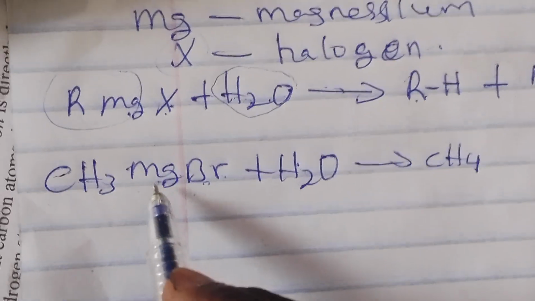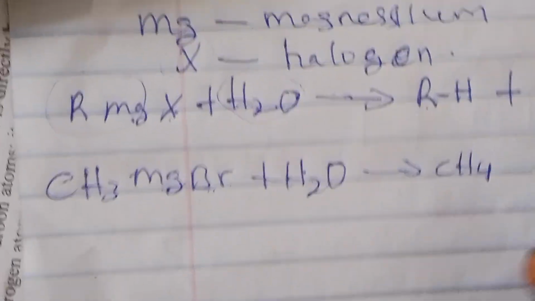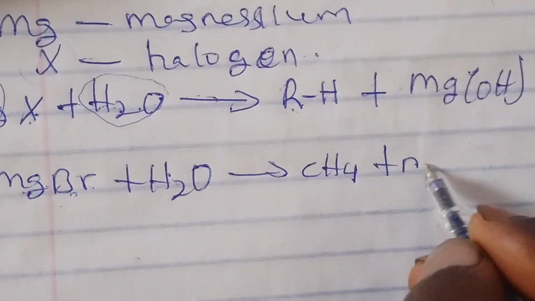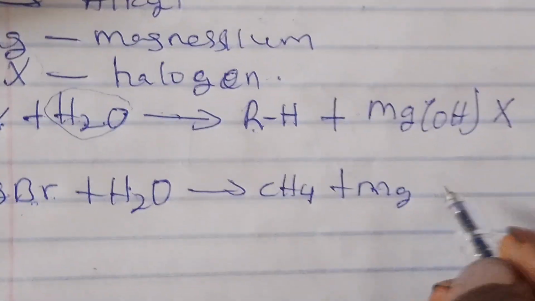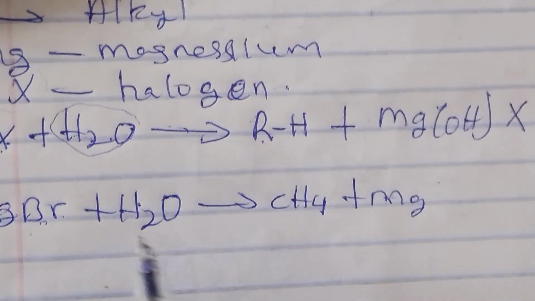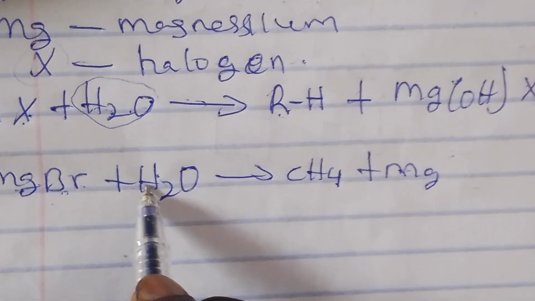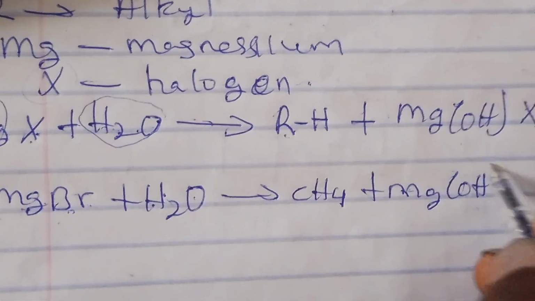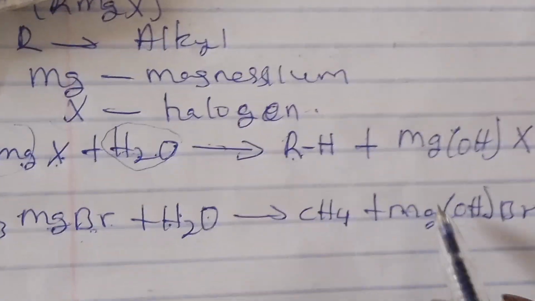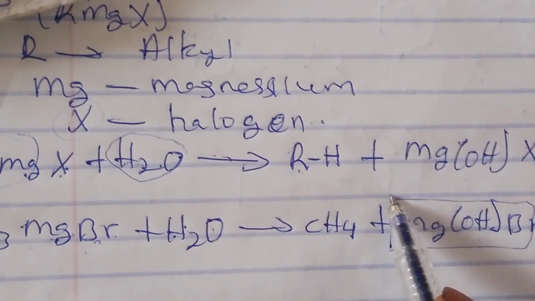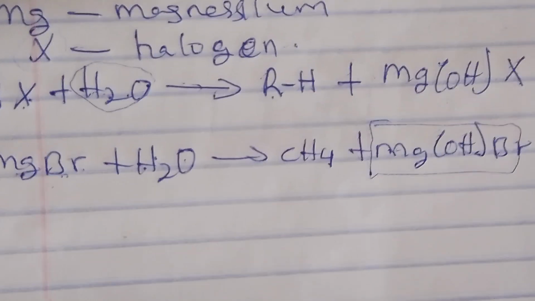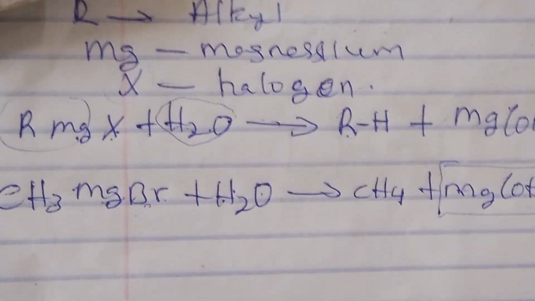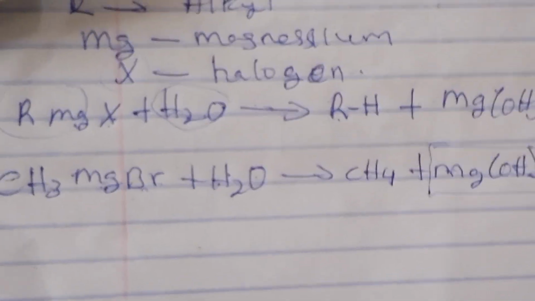So what do you have again? We still have Mg. Since we've already removed one hydrogen here, it's going to remain one hydrogen and one oxygen, OH, then Br. Whenever you see OH, you call it a basic salt. So this one is called hydrolysis of Grignard reagent.